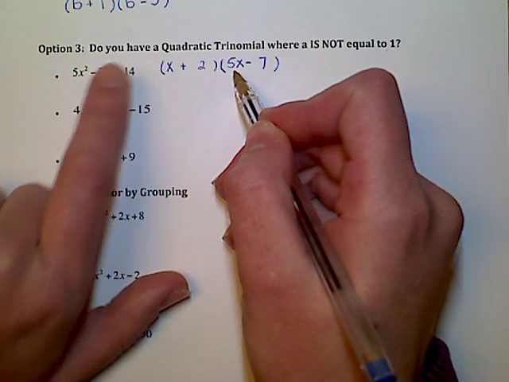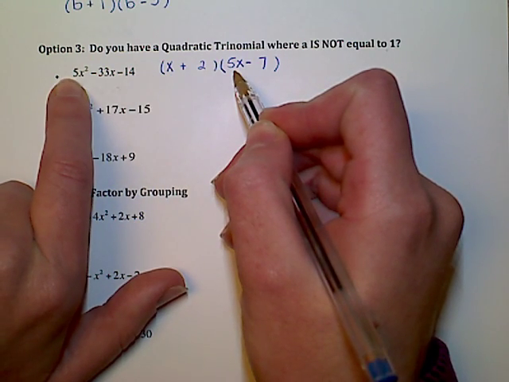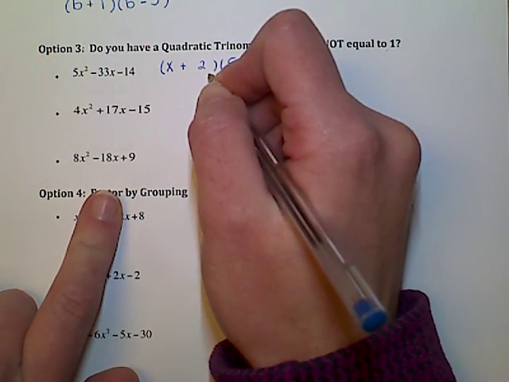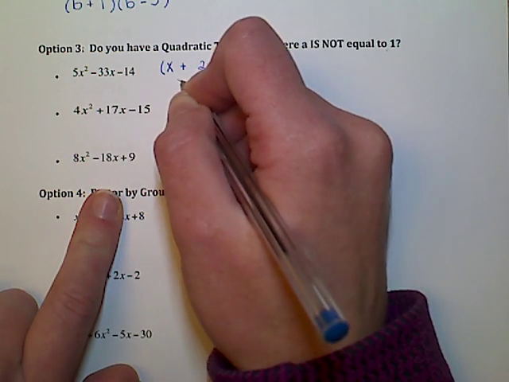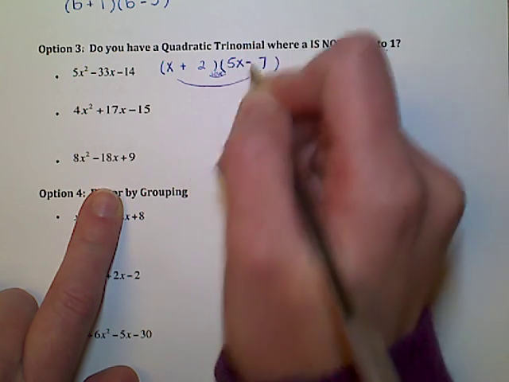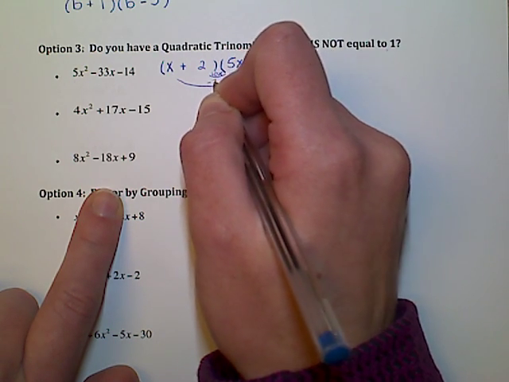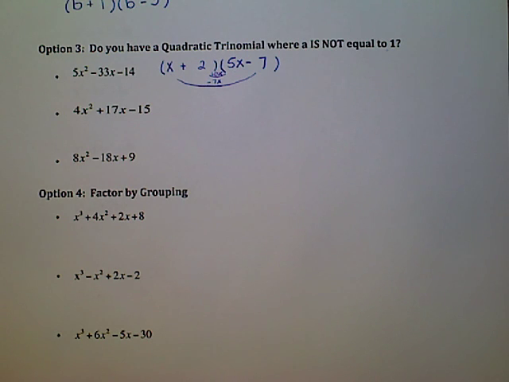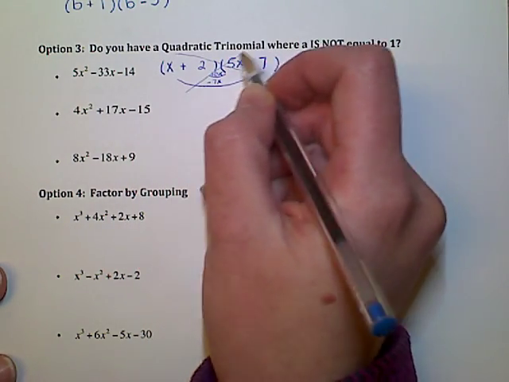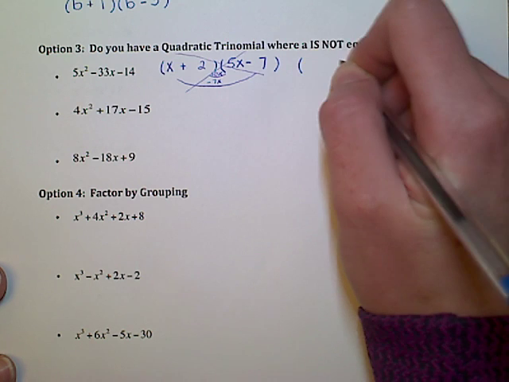I definitely have the x times 5x is 5x squared, and 2 times negative 7 is definitely negative 14. What we have to check are the inside parts. So this gets me a 10x, and this gets me a negative 7x, and that does not add to negative 33. So that doesn't work. So what this means is we have to try again, and that's okay.